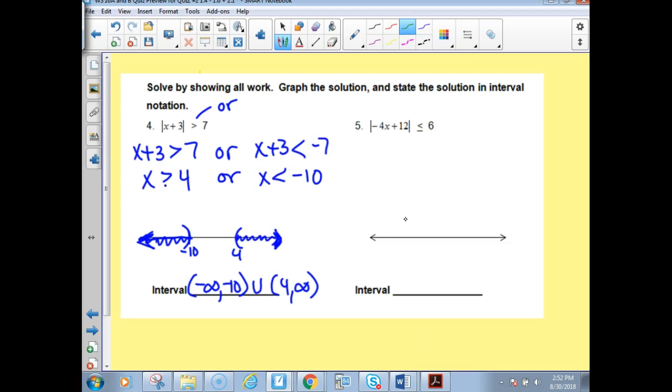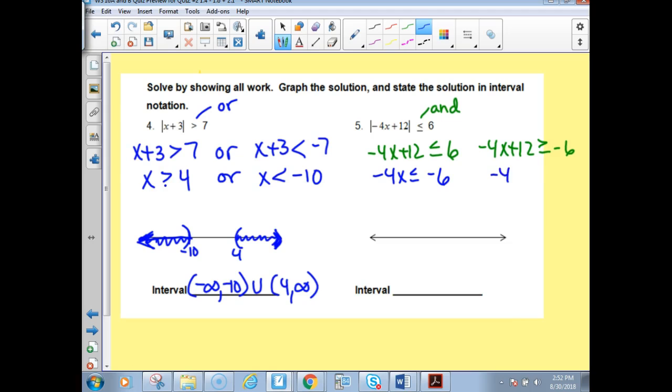Okay. Number 5 is an and, because it has less than, and the absolute value is on the left. Dropping the absolute value bars, giving us the first equation, everything just dropping the bars, the same. Then the other equation, negative 4 times x plus 12, change the sign of 6 to negative 6, flip the symbol. Subtracting 12 from both sides would give us negative 4 times x is less than or equal to negative 6.